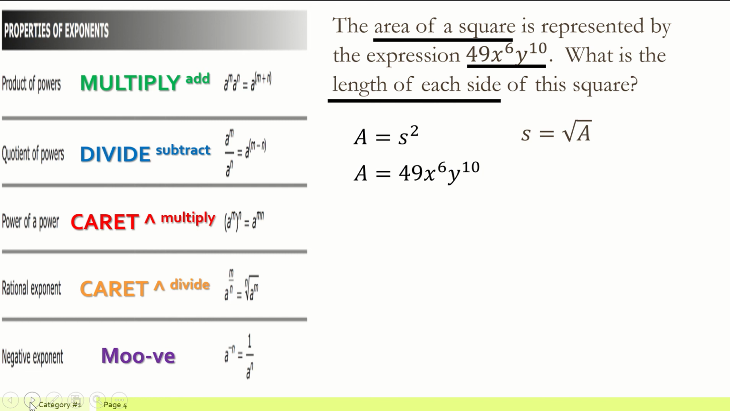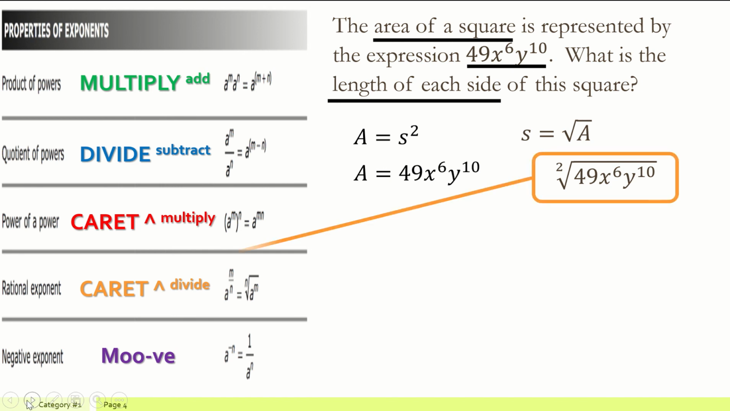So this again is our rational exponent law that tells us to take the base. So our first base is 49, and we're going to raise it to the exponent of 1 divided by our index, which is 2. So it's going to be 49 raised to the 1/2. Then x raised to its power divided by the index, so 6 divided by 2.